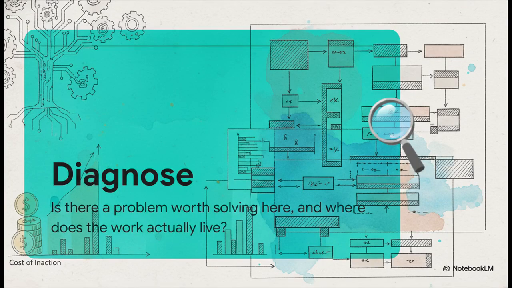Step 1 is diagnose. Now, what's truly fascinating about this first stage is that it demands we hit pause. We have to locate the actual system of record and compute the exact cost of an action before we write a single line of code. We aren't building yet. We're mapping the workflow and asking, where does the work actually live day to day?